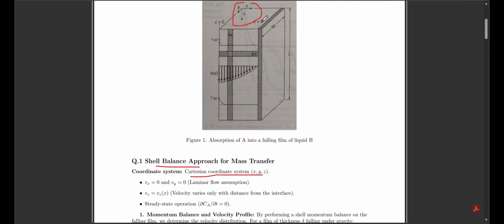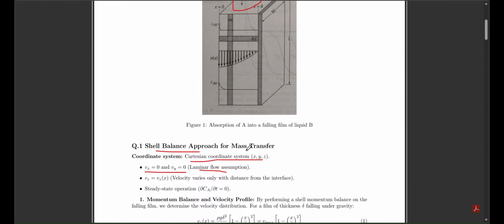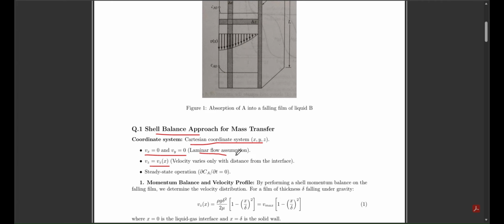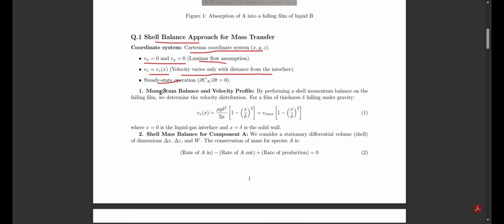I have given the orientation here, so you can see the velocity will always be in the Z direction, and we are neglecting the velocity in the X and Y directions because it is laminar flow, as our assumption states. Vz is only a function of X. It is not a function of Y and Z because we neglected the end effects and due to the continuity equation. Vz is a function of X because the velocity varies only with the distance from the interface, and we are assuming steady state operation. From the momentum balance, we know the velocity profile Vz(x), and we will use it later.